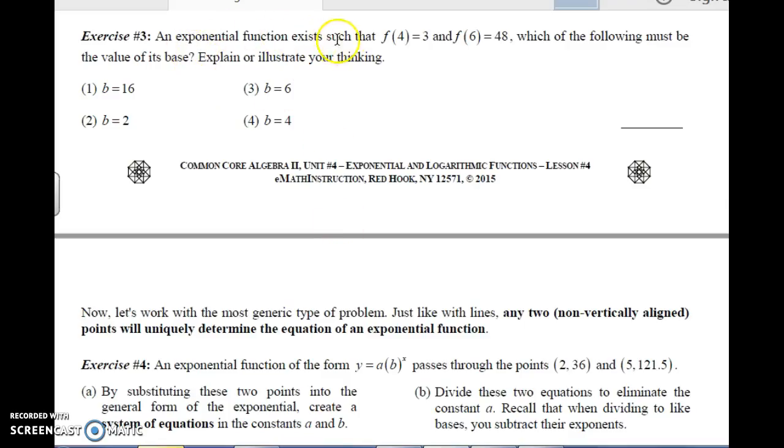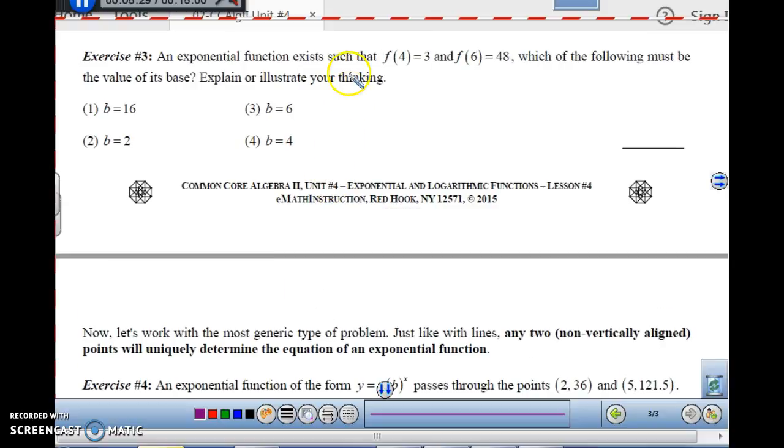Now let's try this one. An exponential function exists such that f of 4 is equal to 3 and f of 6 is equal to 48. Which of the following must be the value of its base? Okay, so let's think about this. We're looking for the base, we are looking for the multiplier. So let's illustrate what this means.